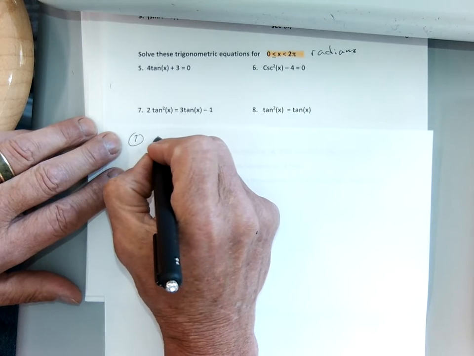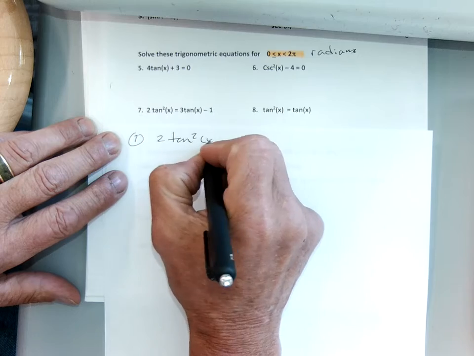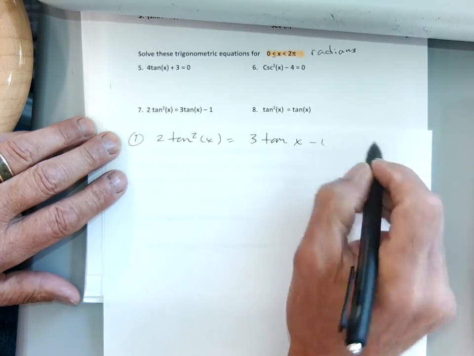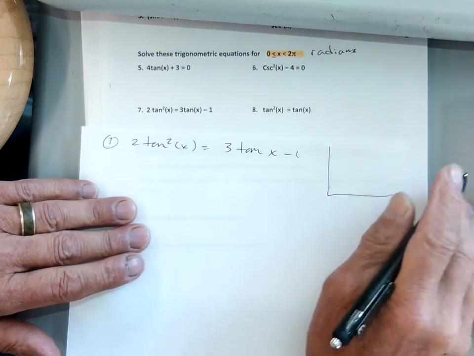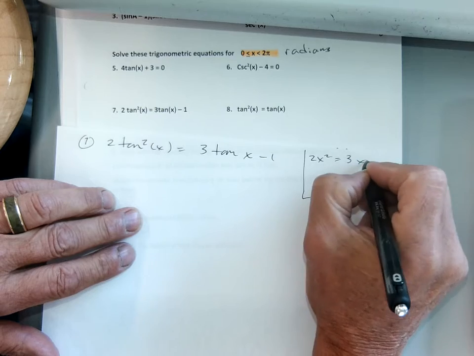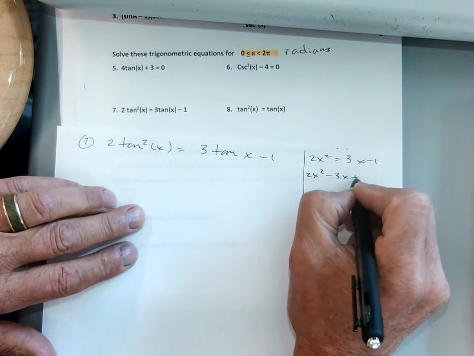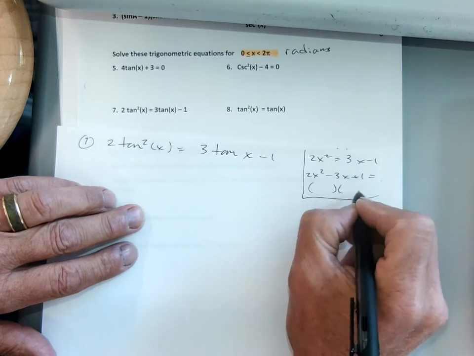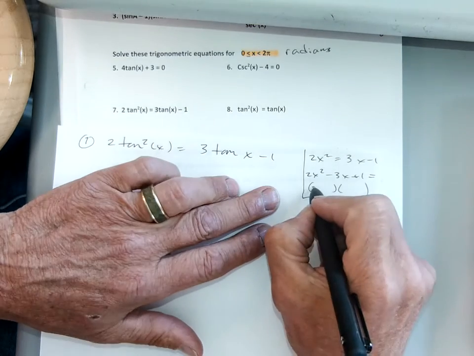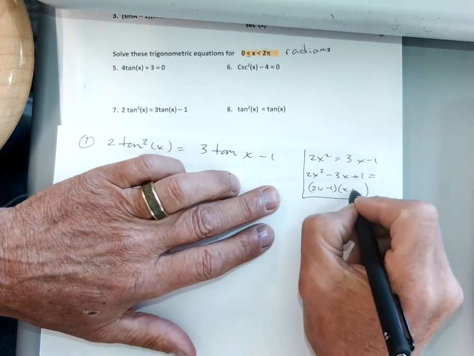All right, 7. I have 2 tan squared of x equals 3 tan of x minus 1. So if I think about this in plain old algebra, 2x squared equals 3x minus 1, I'd bring them over and then I would factor, right? I go 2x, x, I need a minus 1 and a minus 1, right?